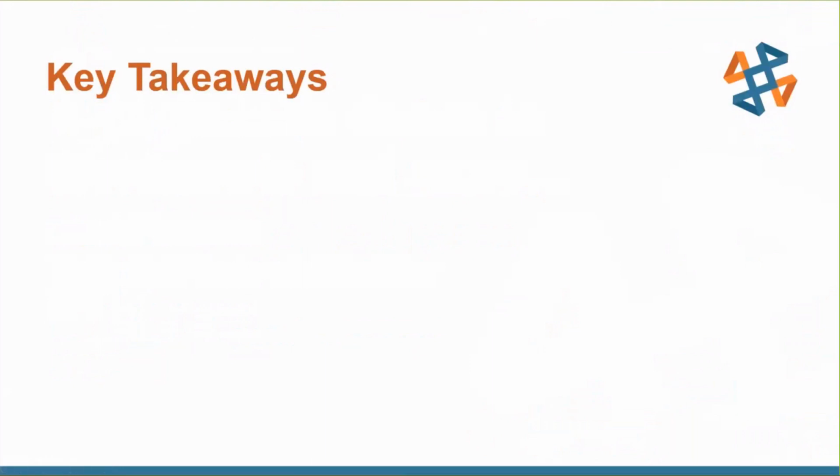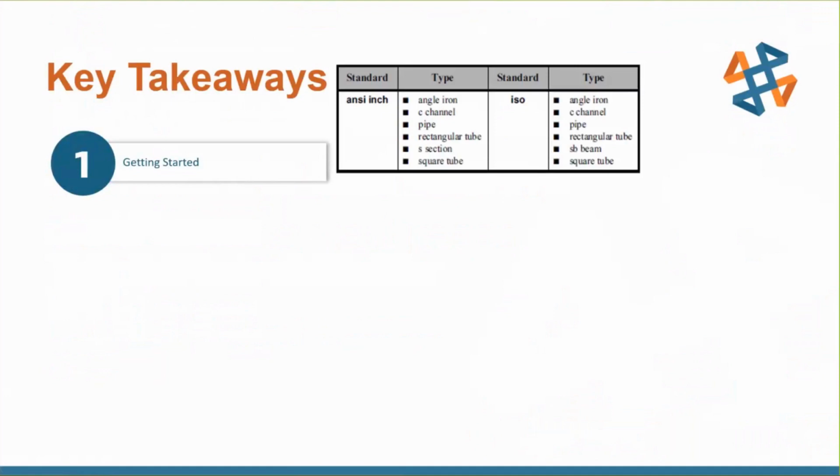So here are the key takeaways that we're looking at today. One is just getting started. Anybody who's ever launched Weldments may see that you get a short list of options. I've got these 2 standards, a couple of types and maybe a couple of profiles underneath, and you're like, well, what's going on with that? We're going to talk about how to get more out of that.